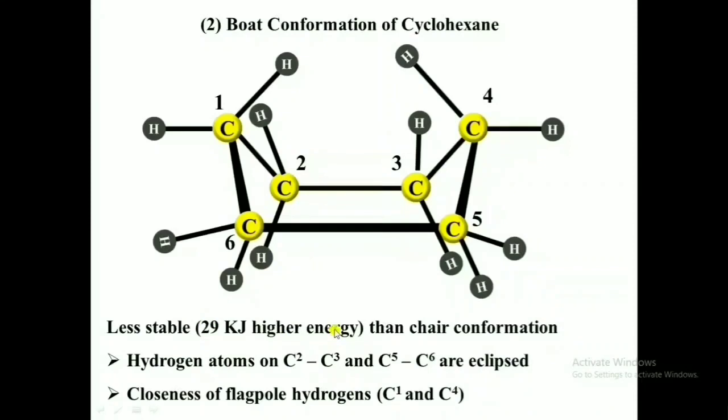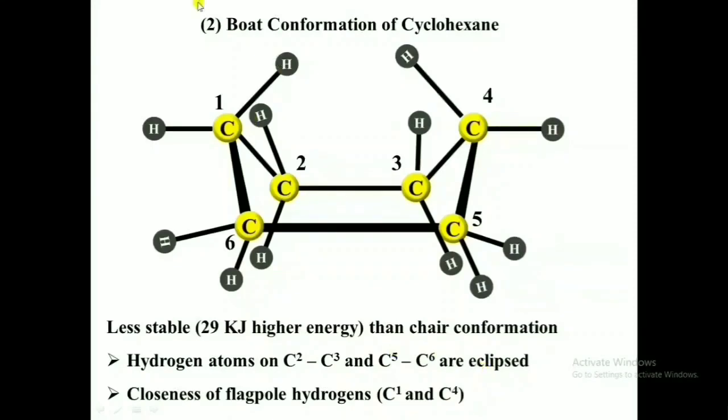Let's examine why the boat conformation is less stable, or higher in energy, than the chair conformation. That is mainly because of 2 reasons. The first reason is the hydrogen atoms on the second and third carbon atoms, and also the hydrogen atoms on the fifth and sixth carbon atoms. The hydrogen atoms on these four carbon atoms are in eclipsed form.